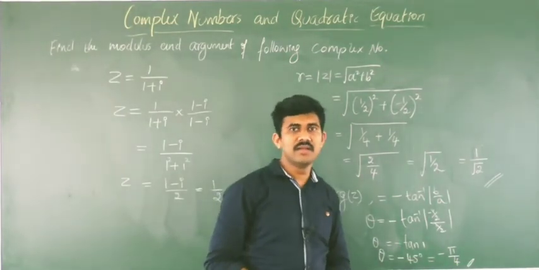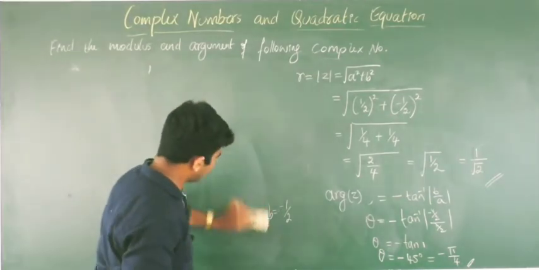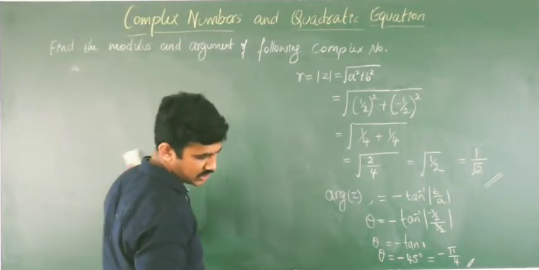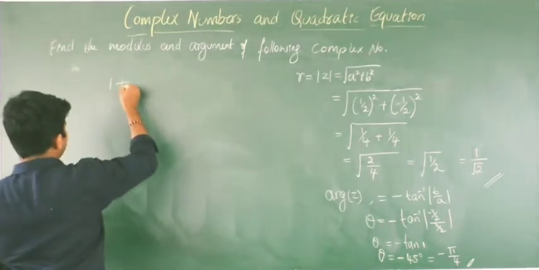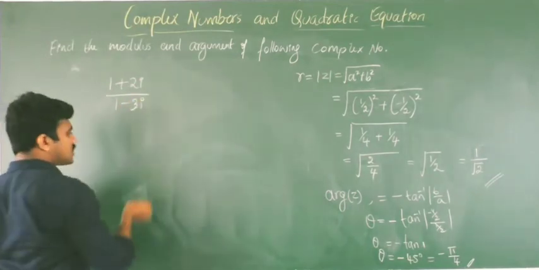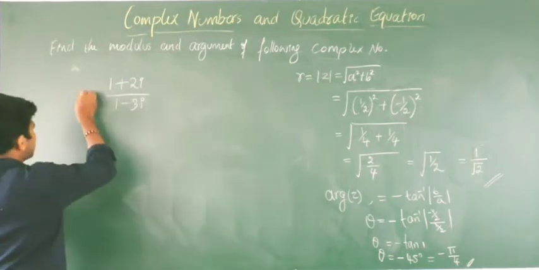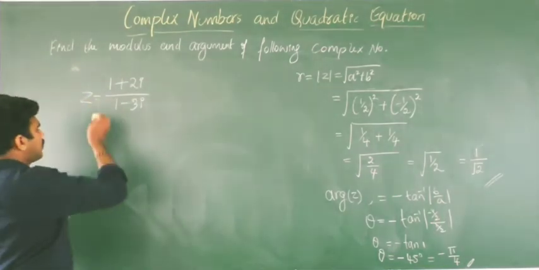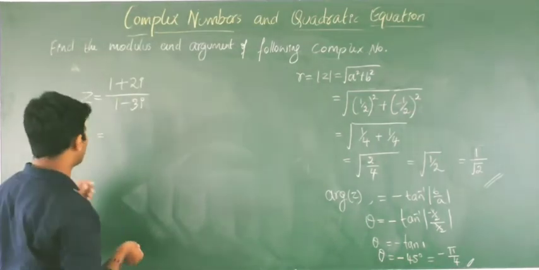Is that clear? Okay. Now, what is the next question we have? See, next question: 1 plus 2i divided by 1 minus 3i. Can you do this question? Can you solve this, right? So how to solve? Do it together, you can do it together with me.